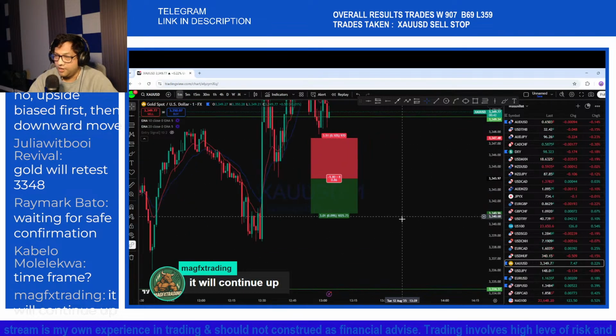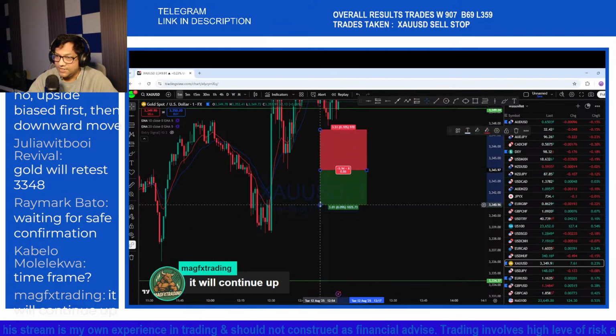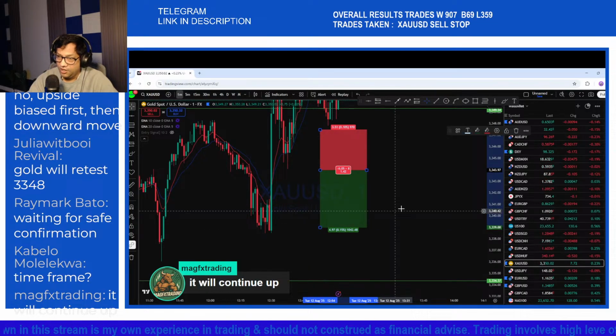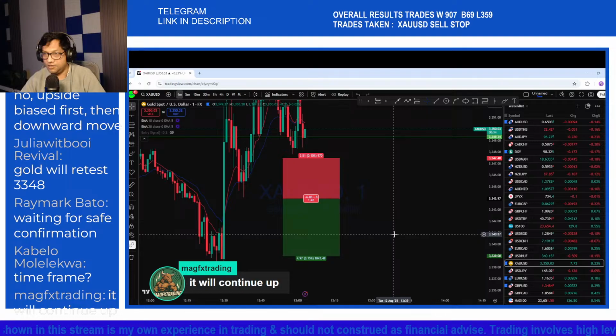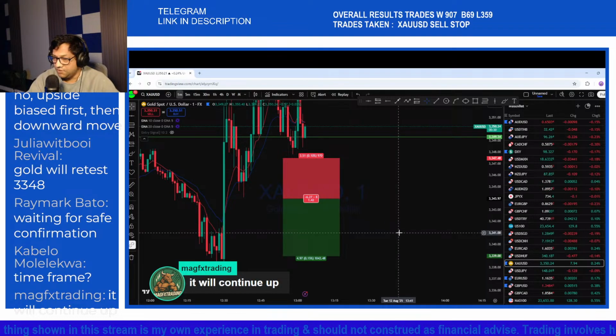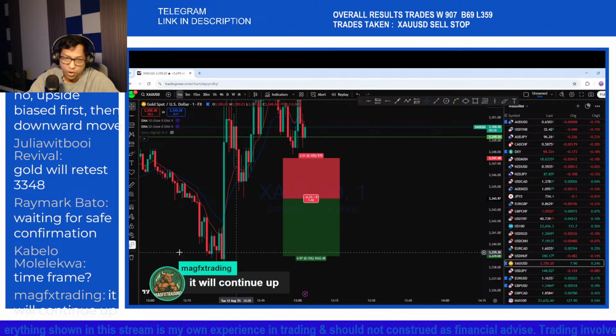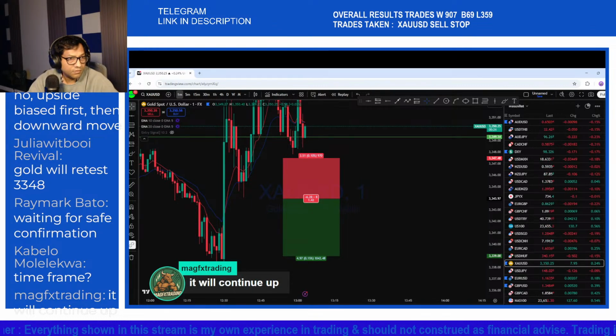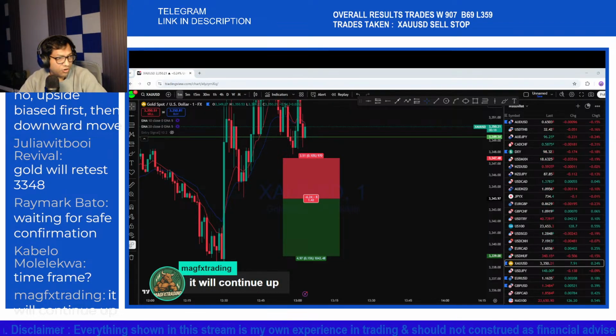And that is why I would like to extend the TP target to this level instead of that level. If the market drops, we will take a little higher profit target here. So I will be changing my TP target to 3339.00 with this pending order. For the pending order, I changed my TP to 3339.0.